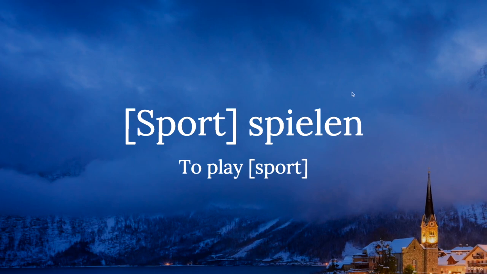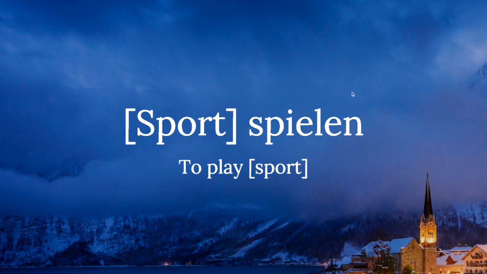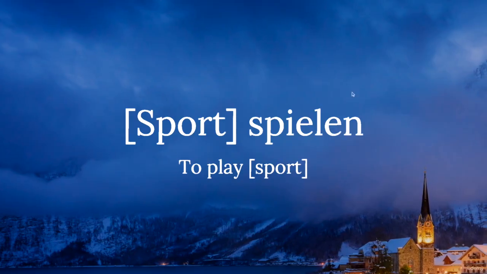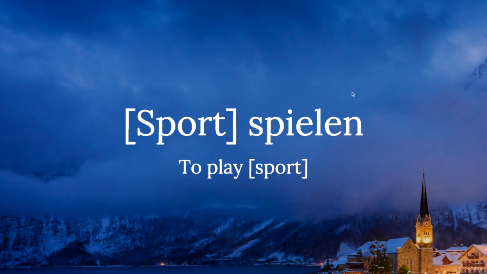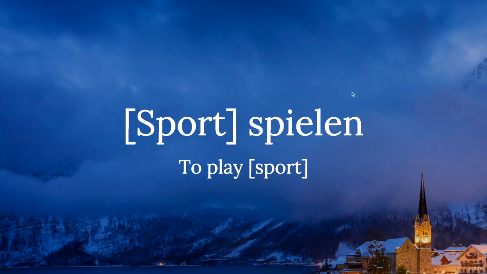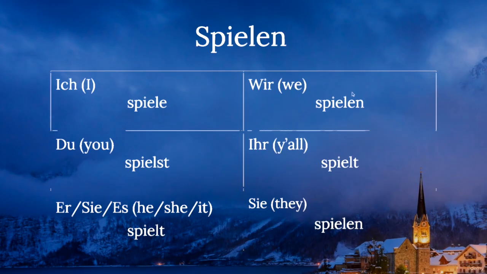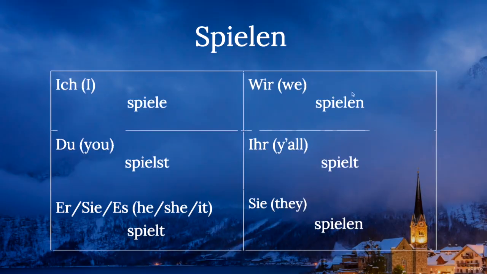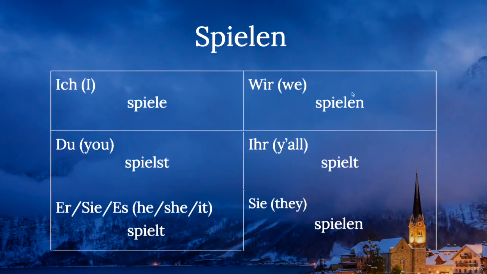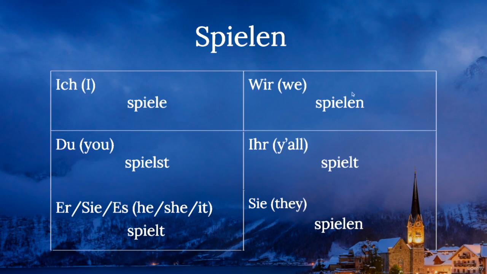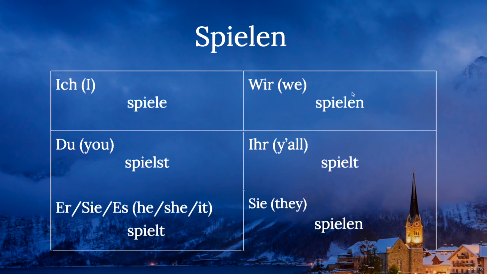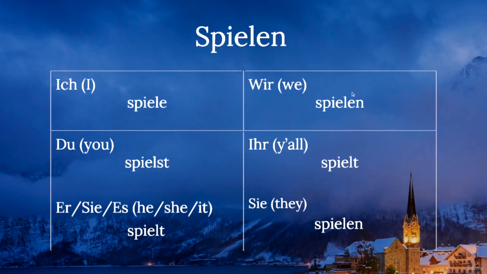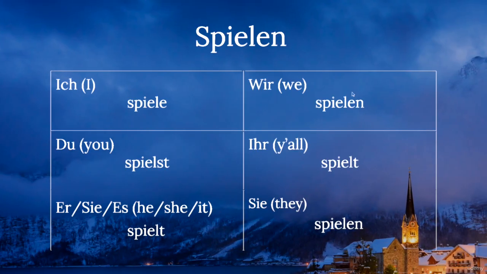To play a sport, you say Sport spielen. For example, Fußball spielen, Golf spielen, and so on. And we can use the verb spielen in the following way. Ich spiele. Du spielst. Sie spielt. Wir spielen. Ihr spielt. Sie spielen.